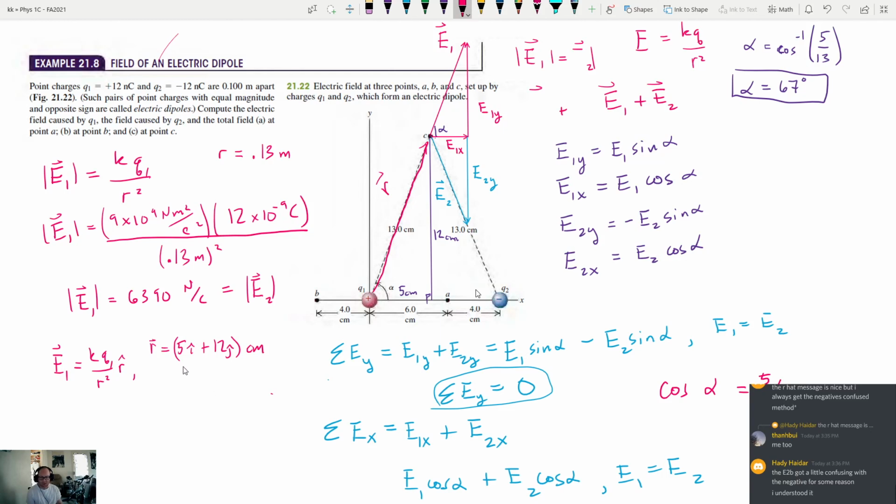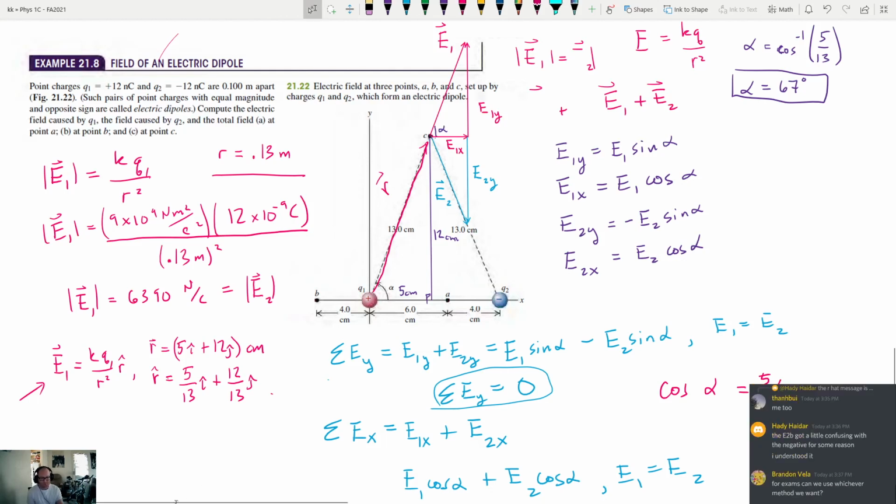Okay. And then your r vector, you would have to divide this by r, which is this. Your r hat vector is going to be 5 over 13 i hat plus 12 over 13 j hat. That's your r hat vector, right? And then plug it all in here and see if you get the same answer. You will get the same answer. Absolutely will get the same answer. I promise you. You can use whatever method you want.